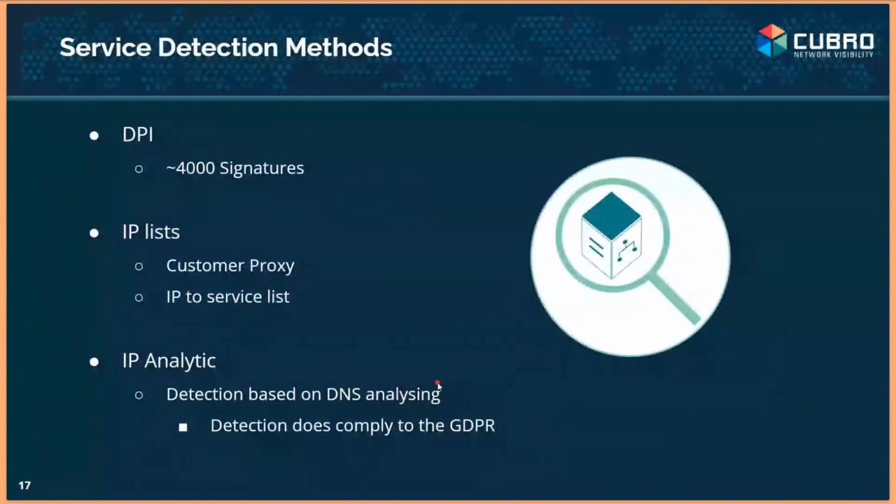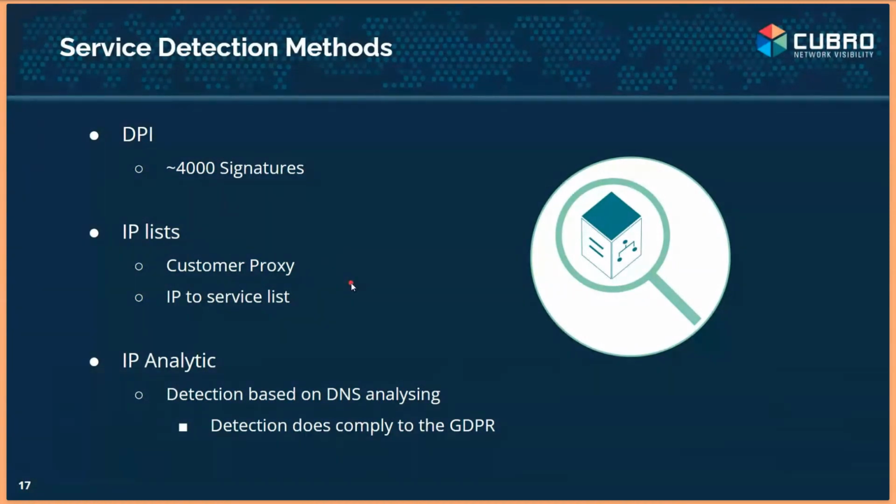And then secondly, how did we manage the service detection? As said, there are different methods, and all of these methods are available in the Omnia QM solution. All of them can even run in parallel. So whatever is needed at a specific customer case, we can just enable or disable. So there's the classic DPI engine. We have around 4,000 signatures. That's the one thing that usually everyone knows.